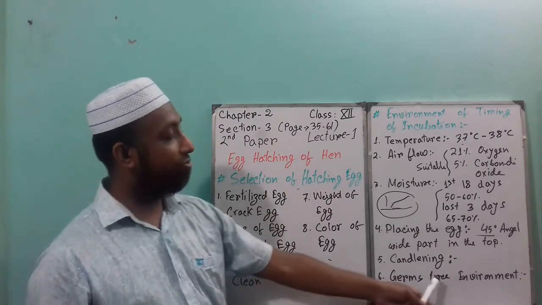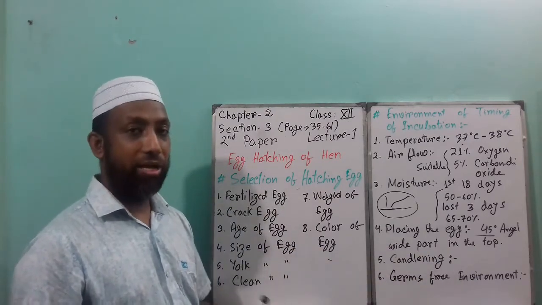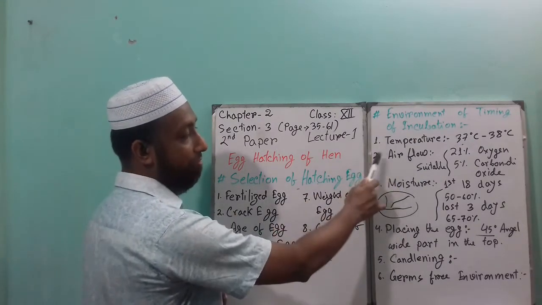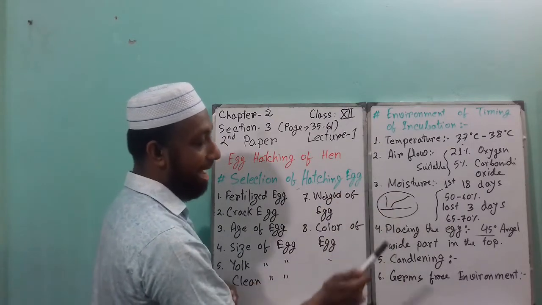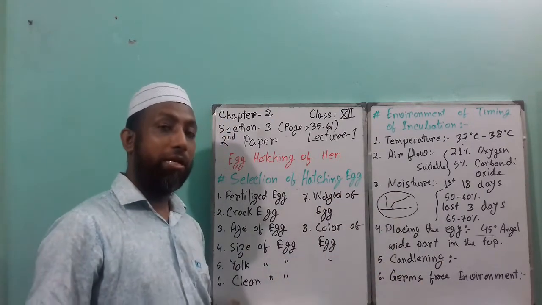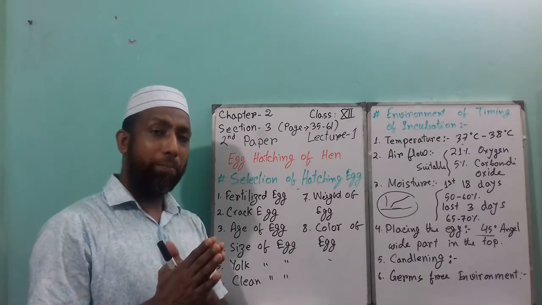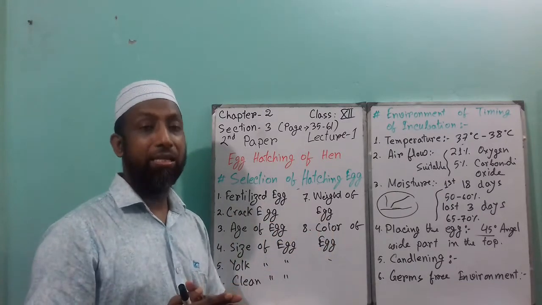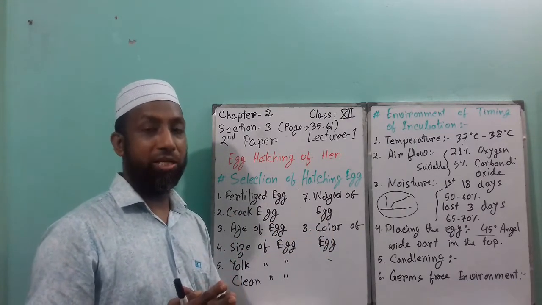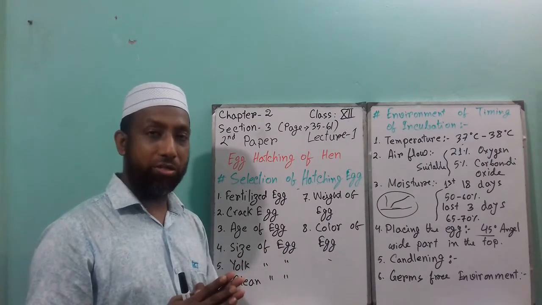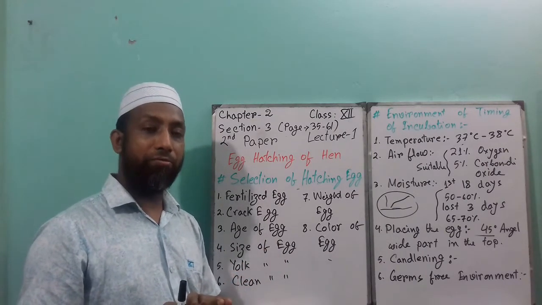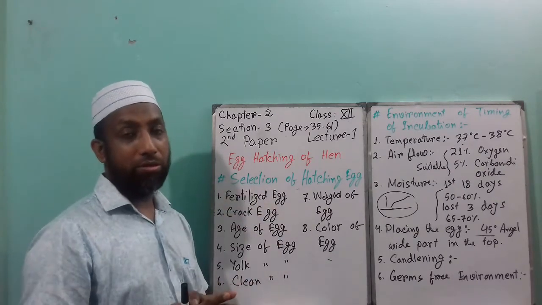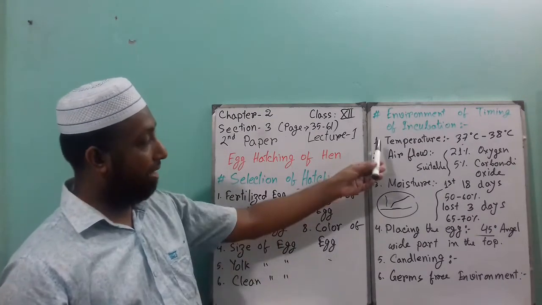Next point is germ-free environment. This is very important. These are all important for the environment of incubation time, like temperature, airflow, moisture, placing the egg, handling, and then this germ-free environment. You have to remember that before you start the incubation method, the environment of that place must be germ-free. Use some sanitizer or some fumigation, whatever it is, but make sure you make that place germ-free. So this is the point.